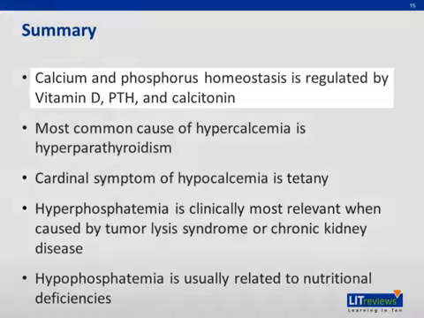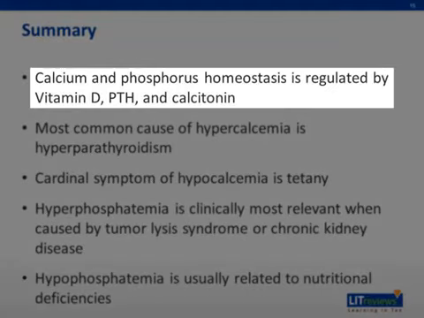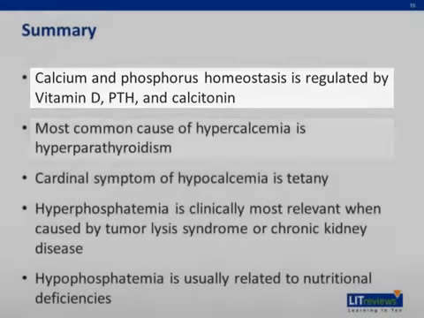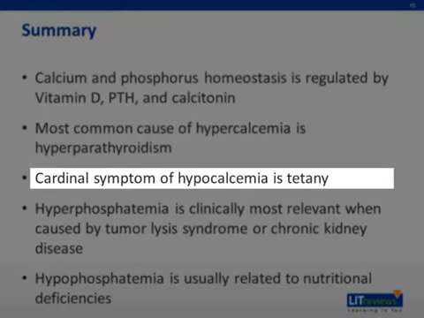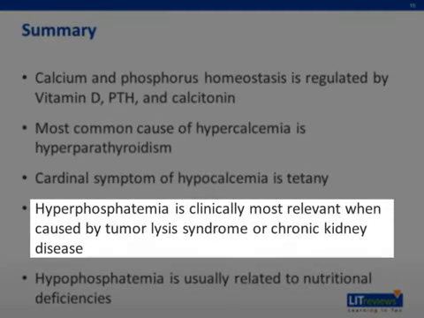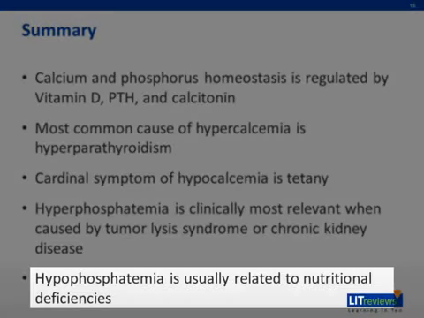As a summary, calcium and phosphorus homeostasis is regulated by vitamin D, PTH, and calcitonin. The most common cause of hypercalcemia is hyperparathyroidism. The cardinal symptom of hypocalcemia is tetany. Hyperphosphatemia is clinically most relevant when caused by tumor lysis syndrome or advanced chronic kidney disease. Hypophosphatemia is usually related to nutritional deficiencies and is extremely common in hospitalized patients.